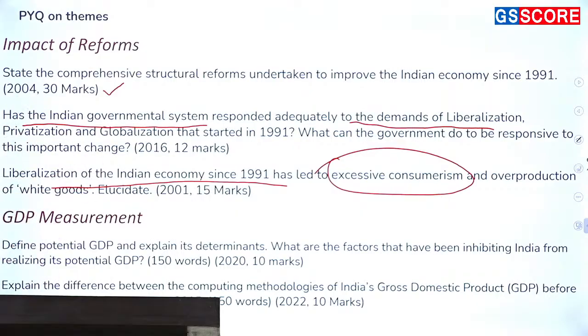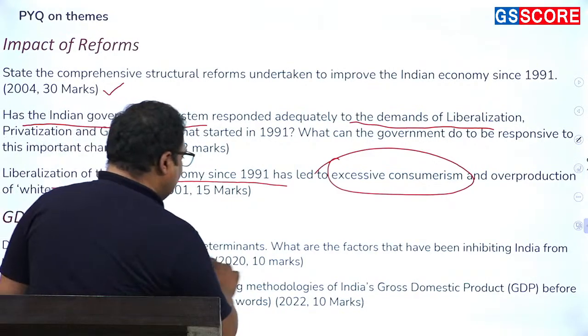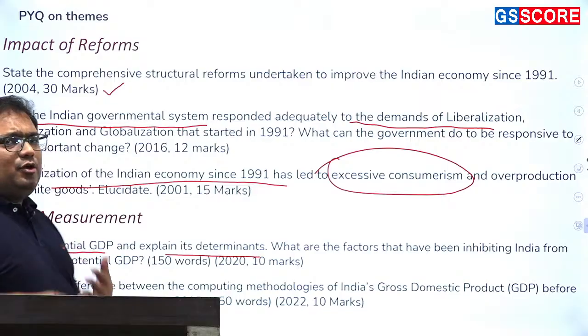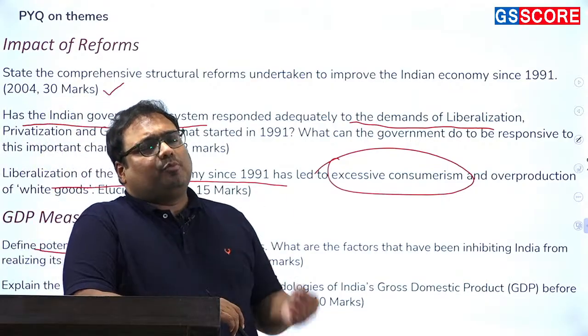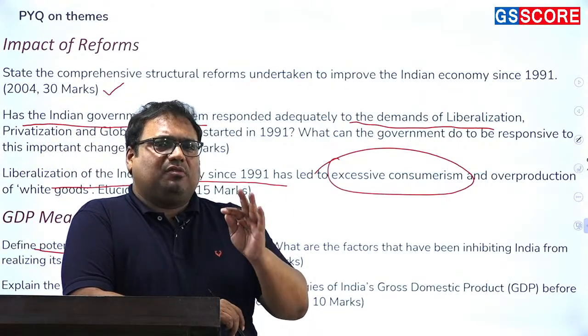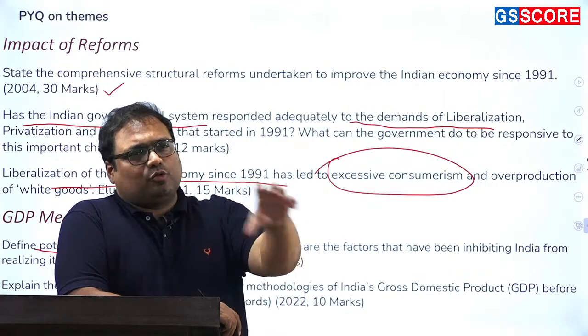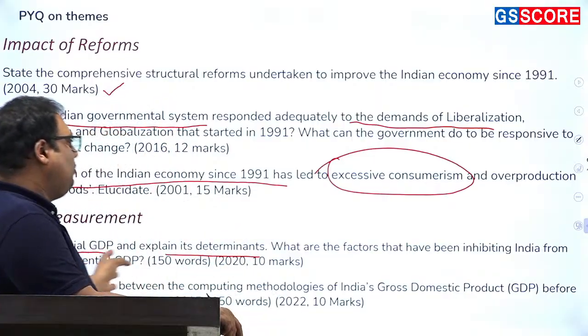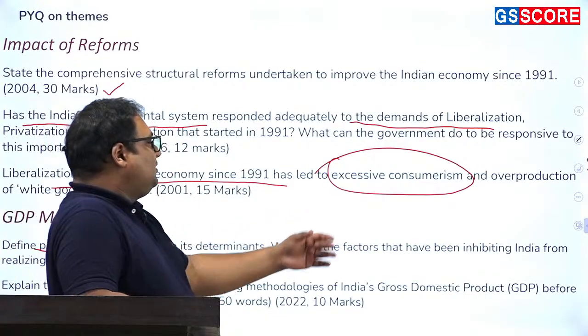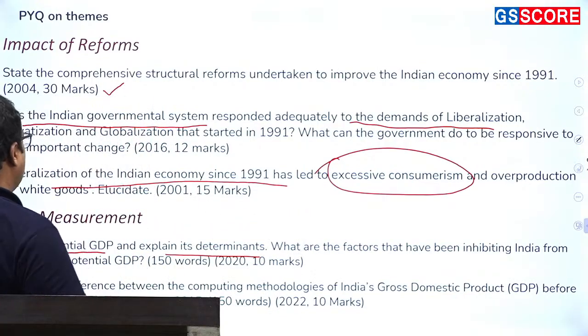Similarly, GDP measurement: define potential GDP. I was talking about it earlier, and explain its determinants. So this is a new way of measuring. Potential GDP is something which you produce when you have zero unemployment. When every resource is utilized in the economy, then you get potential. And what are the factors that have been inhibiting India from realizing potential GDP?